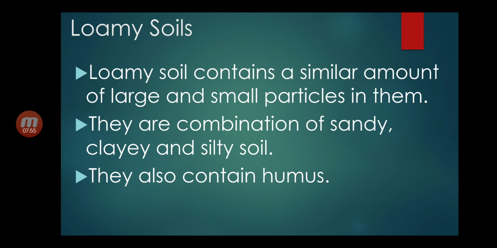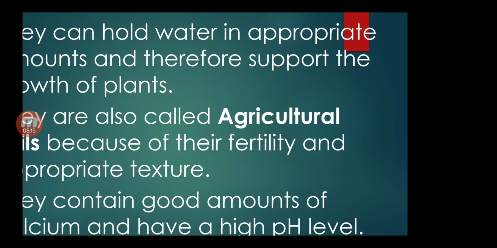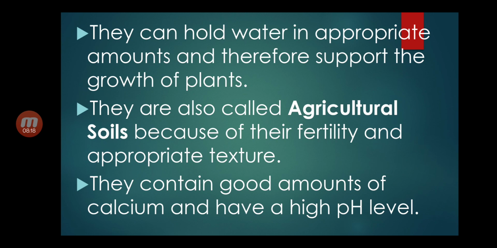At last, loamy soils. Loamy soil contains a similar amount of large and small particles in them. They are a combination of sandy, clay and silty soil. They also contain humus. They can hold water in appropriate amounts and therefore support the growth of plants. They are also called agricultural soils because of their fertility and appropriate texture. They contain good amounts of calcium and have a high pH level.